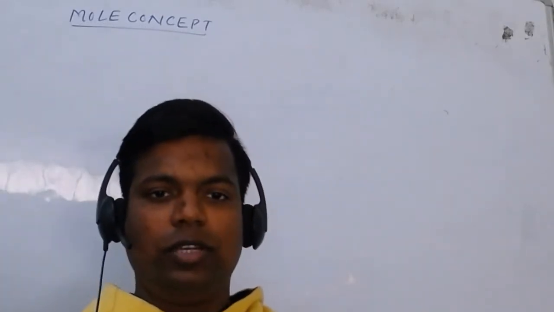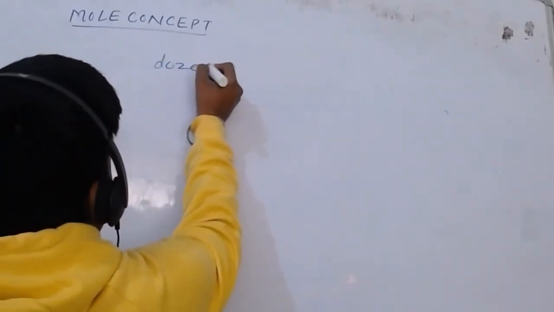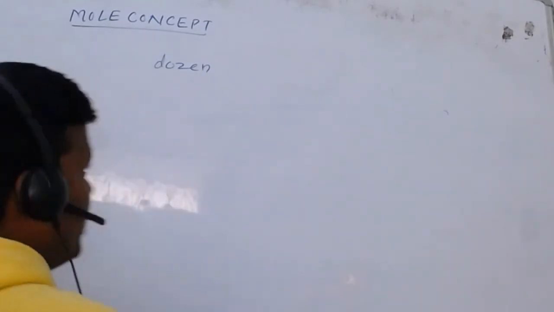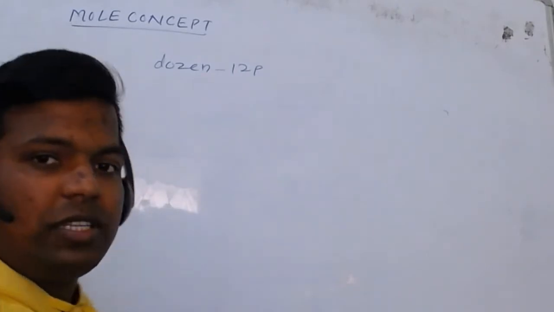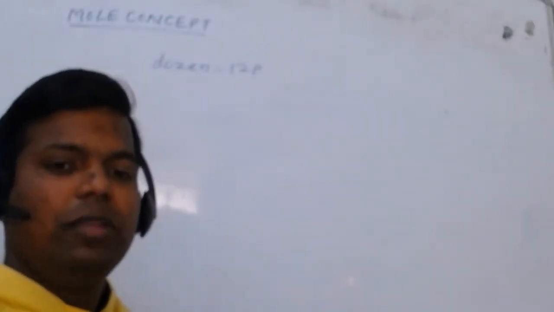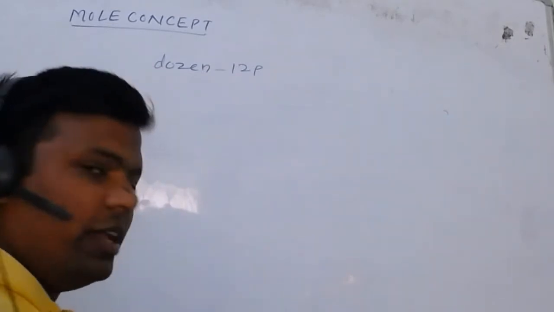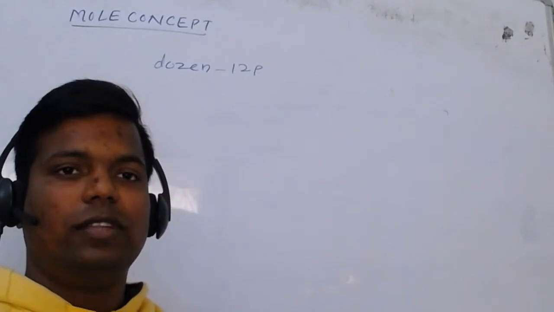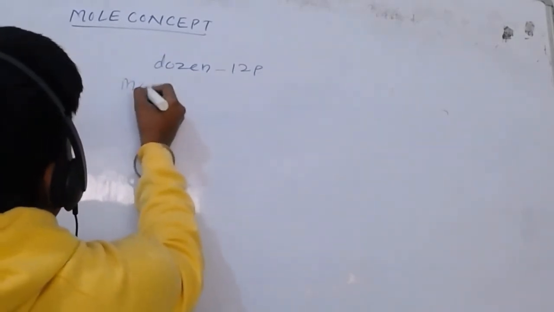As we know, in our day-to-day life, we use a dozen to represent something in a fixed quantity, which is 12 pieces. If anything is present in 12 pieces, then we simply say it is present in one dozen, right? In the same way, to represent a certain amount of a substance in chemistry, we use a mole.